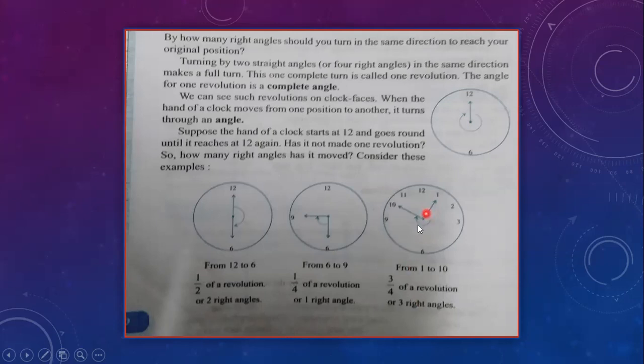Now you can see in this clock, from 1 to 10. Here you can say this is 3 by 4 of a revolution. That means from 1 o'clock, counting 1, 2, 3, 4, 5, 6, 7, 8, 9, like this to 10, it will move. From 1 o'clock to 10 o'clock when it moves, we can see three right angles. So this is the way how right angles form in a clock.